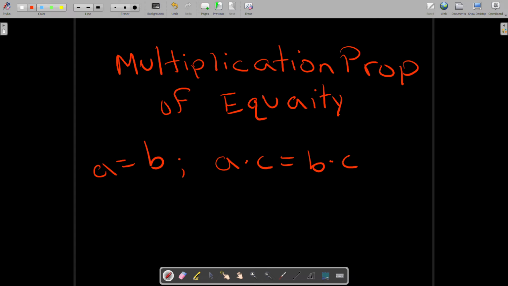So instead of taking 2, let's take a different number, just for variety. We'll take 3. So if A is 3, meaning B also has to be 3, we would get 3 times, and C will be 5. So we'll get 3 times 5 is equal to 3 times 5. Now this makes sense. So we get 15 is equal to 15. Now that's the multiplication property of equality.